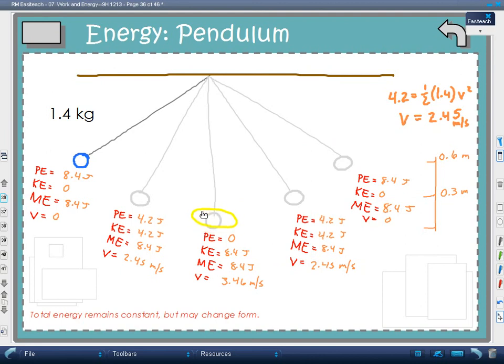To summarize, we had a pendulum with a certain mass, it swings through, and there's an exchange that's always happening between potential and kinetic, but the mechanical energy always stays at 8.4 joules. And mechanical energy is another word for usable total energy.